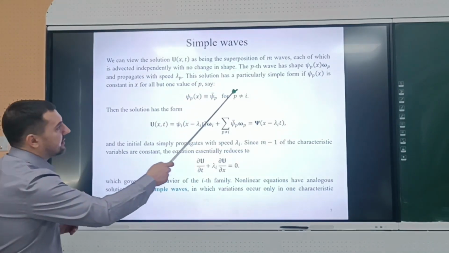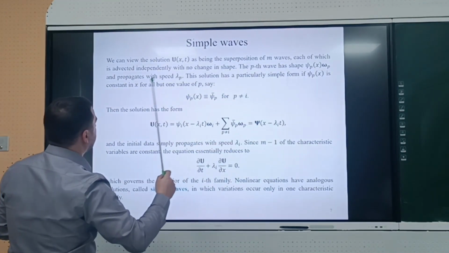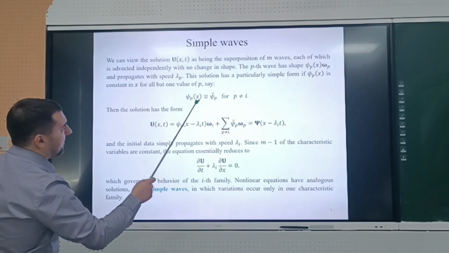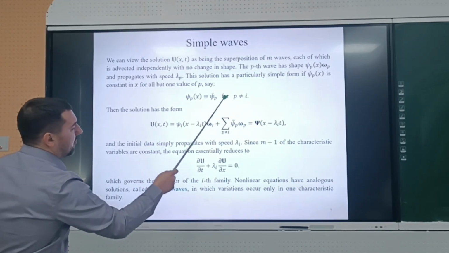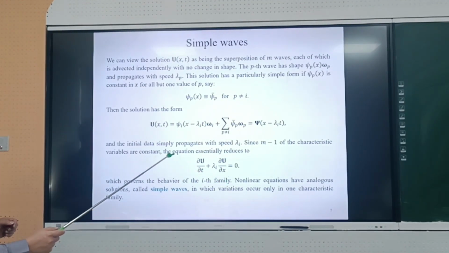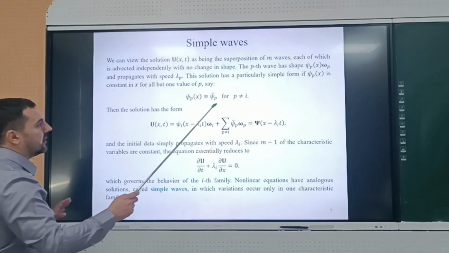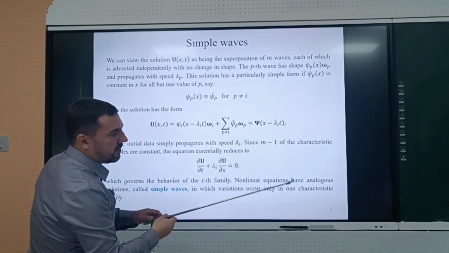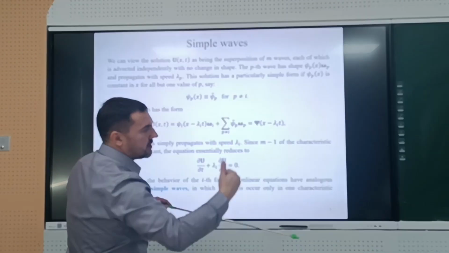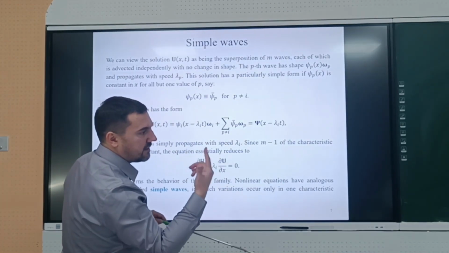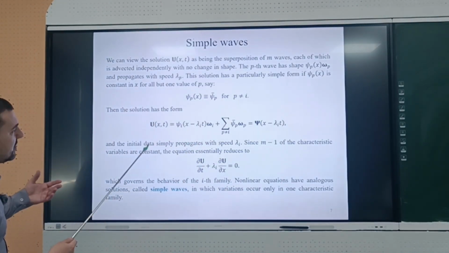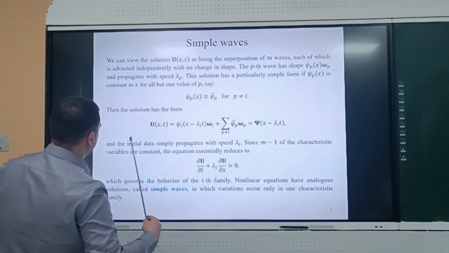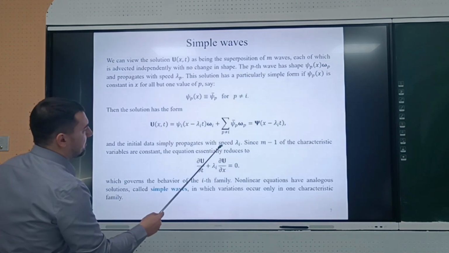The solution has a practically simple form if psi_p is constant in x for all but one value of p. Say psi_p(x) equals some constant value for p not equal to i. Suppose that psi_p is the initial data, and in all the components of our initial data we have constants except just one component. In such a way, our solution has the following form. The initial data simply propagates with speed lambda_i.